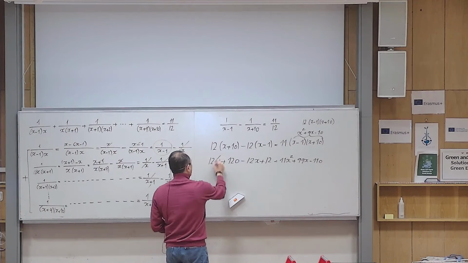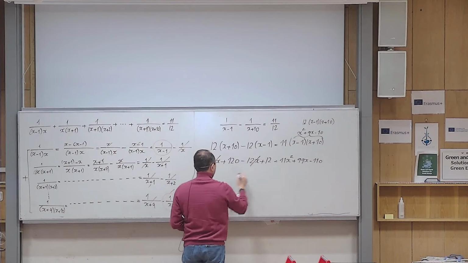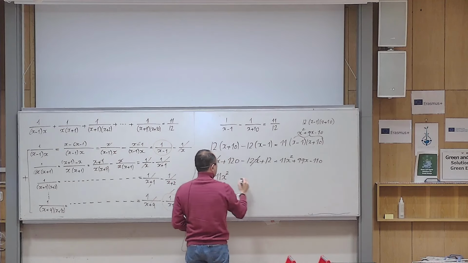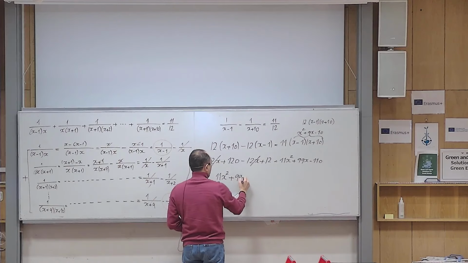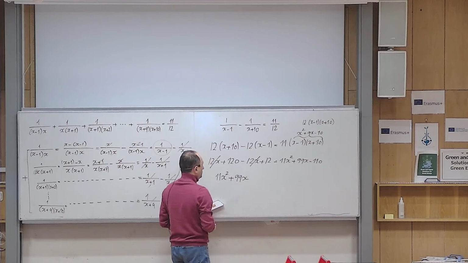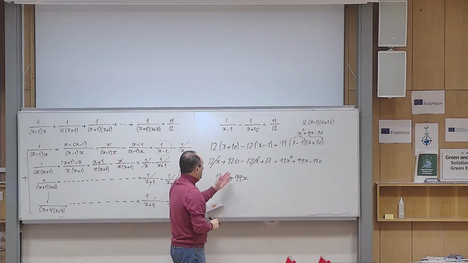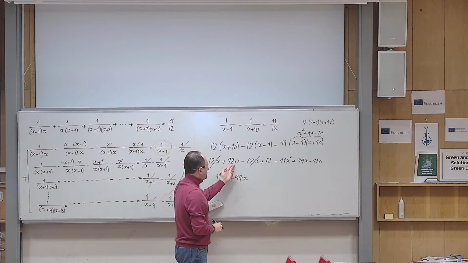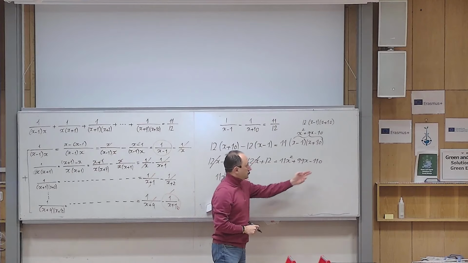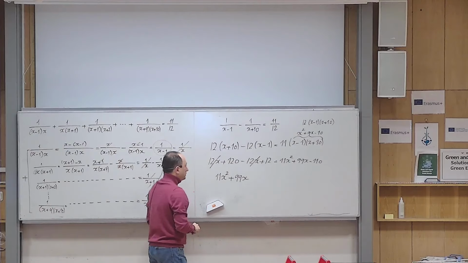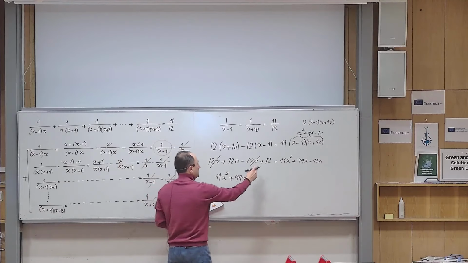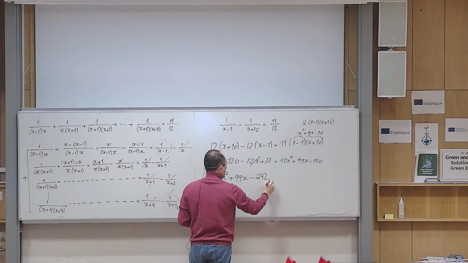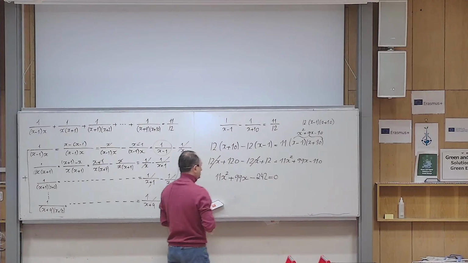Okay, so this 12x and that 12x are gone, so I have 11x squared. I have 99x. Yes? And what else? I move the 120 to the other side, it becomes minus 120, and that minus 110 is minus 230, minus 12, minus 242, equals 0.